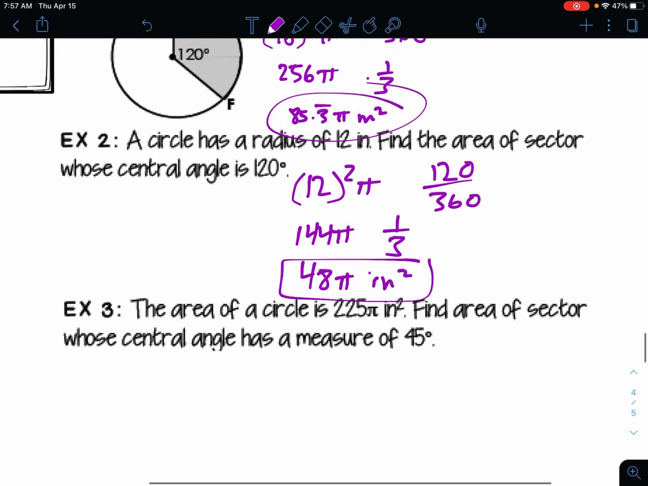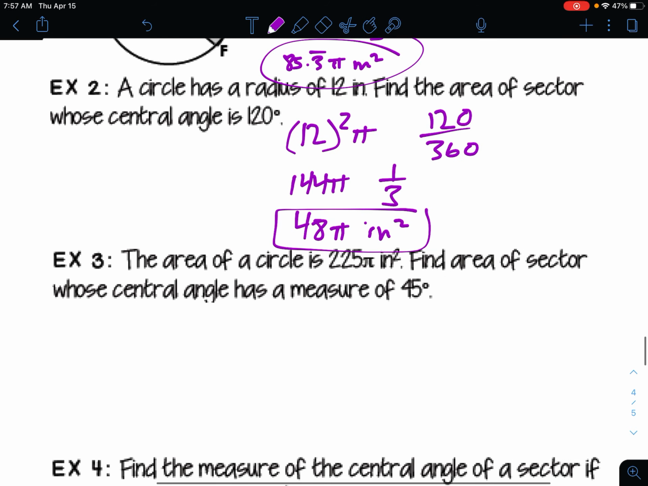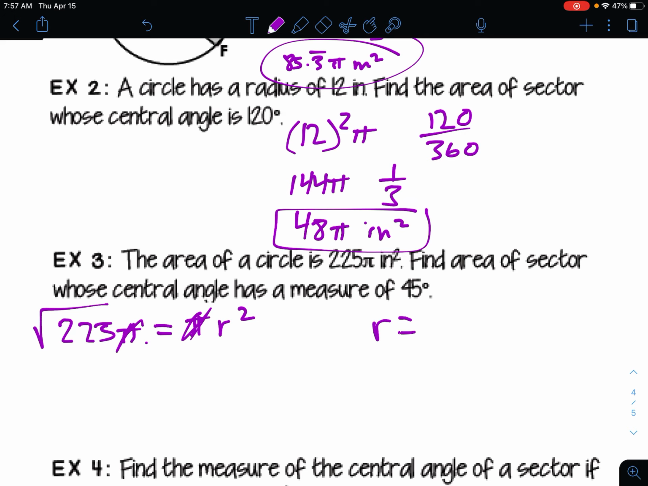All right, so we've got to do 2 things. It says area of the circle is 225 pi. So that's going to be equal to pi r squared. We want to solve for r and then use that in our formula to find out the percentage or the area of that sector. So I'm going to cross out the pi's. We have r squared equal to 225, so we're going to take the square root. Square root of 225, you go with your perfect squares, you know it's 15.